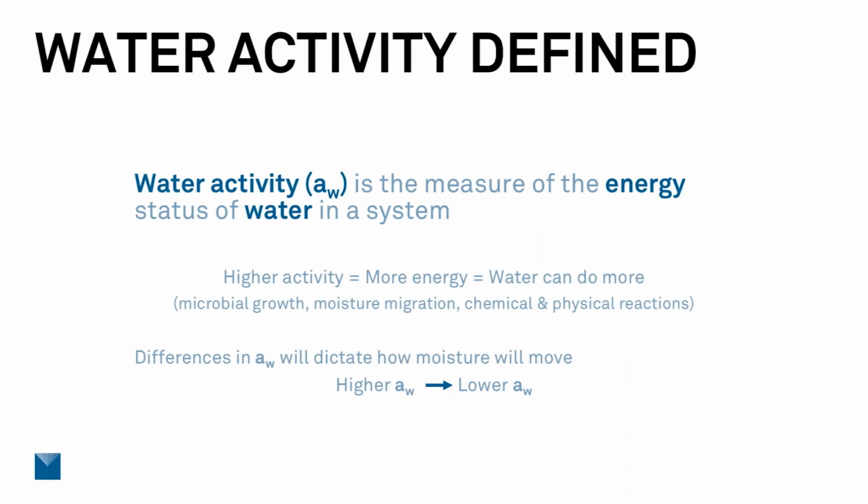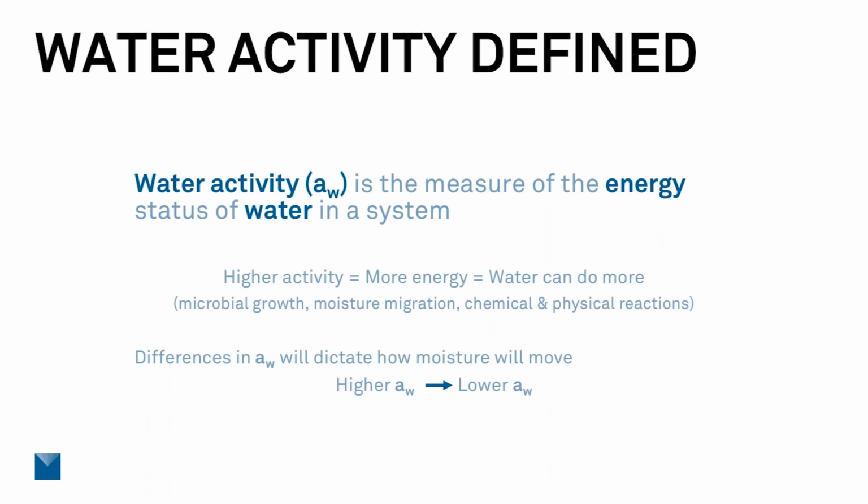So how does this relate to water activity? Well, water activity is a principle of thermodynamics and follows the same rules. Water activity, with the A sub W, is the measure of energy status of water in a system. It is denoted as A for activity, sub W for the water. And if we have a higher activity, that also equals more energy, and the water can do more. And the work here is microbial growth, moisture migration, chemical and physical reactions.